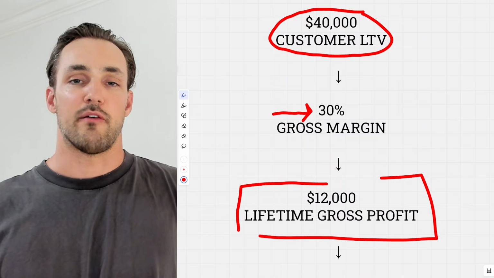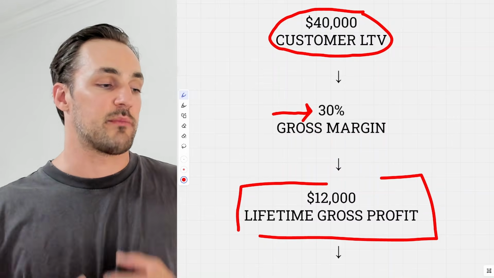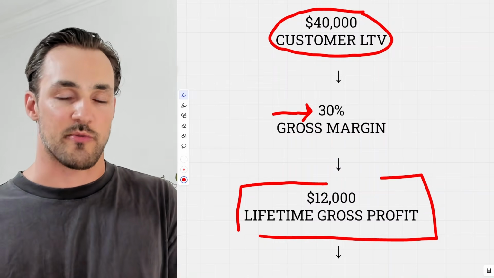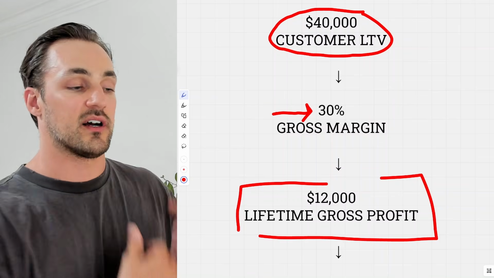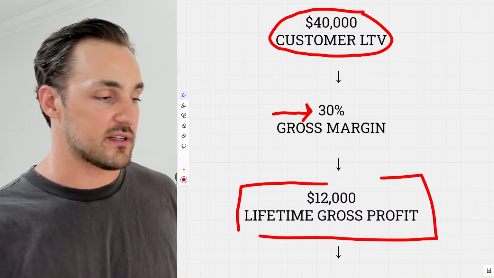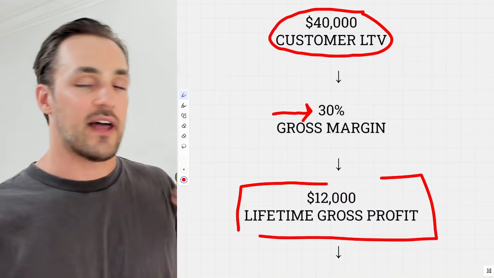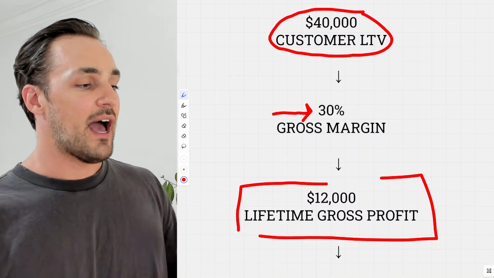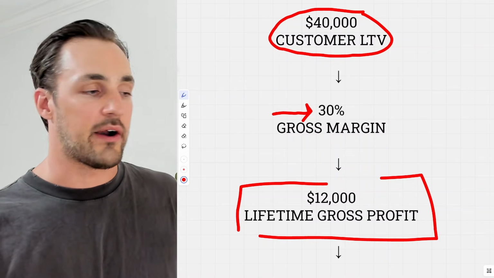$40,000 tells us how much revenue the customer produces over the lifetime. $12,000 tells us how much gross profit the customer produces over its lifetime. So the gross profit number has to support customer acquisition, operating costs, and profit goals for the business. So now we have the next number in the equation, our lifetime gross profit. That leads us to the next question: how much of that $12,000 am I willing to spend to acquire the customer?